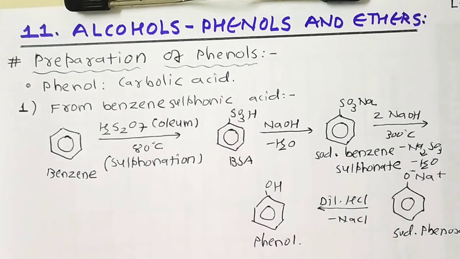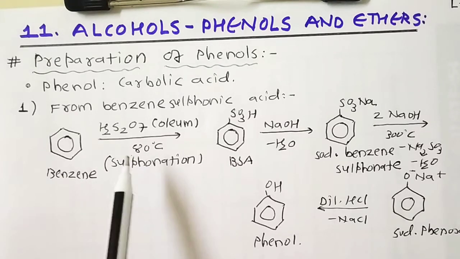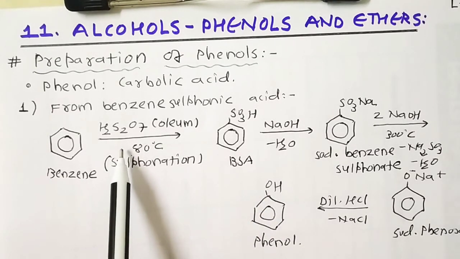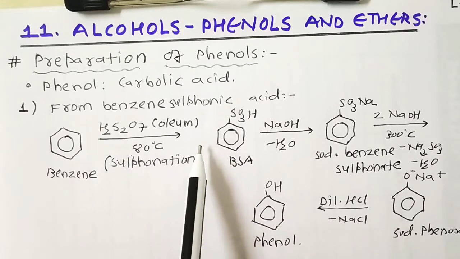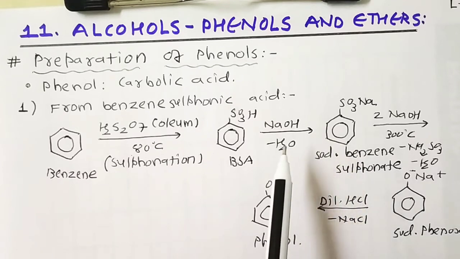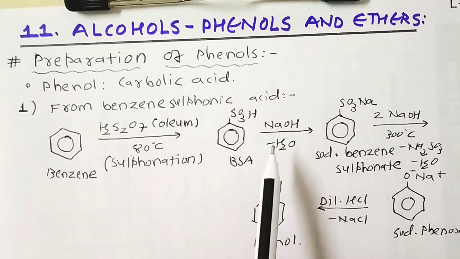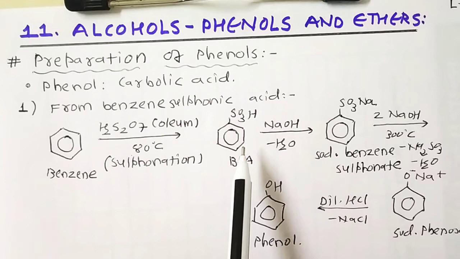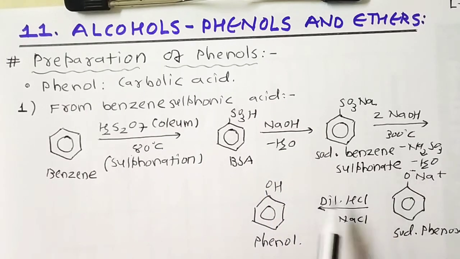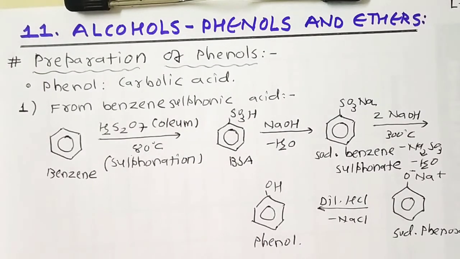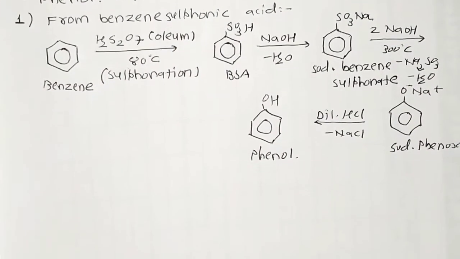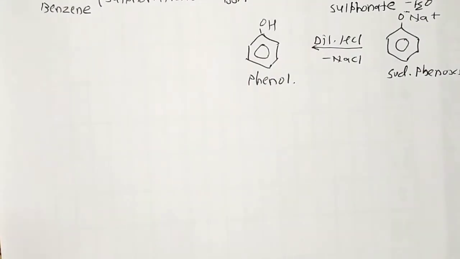Once again, benzene is sulfonated with oleum. Oleum means concentrated H2SO4 plus SO3. So they form benzene sulfonic acid, and this benzene sulfonic acid is fused with NaOH, and sodium phenoxide is formed. Acidification of this sodium phenoxide gives phenol. So this is the first method. I think you are clear about the concept.